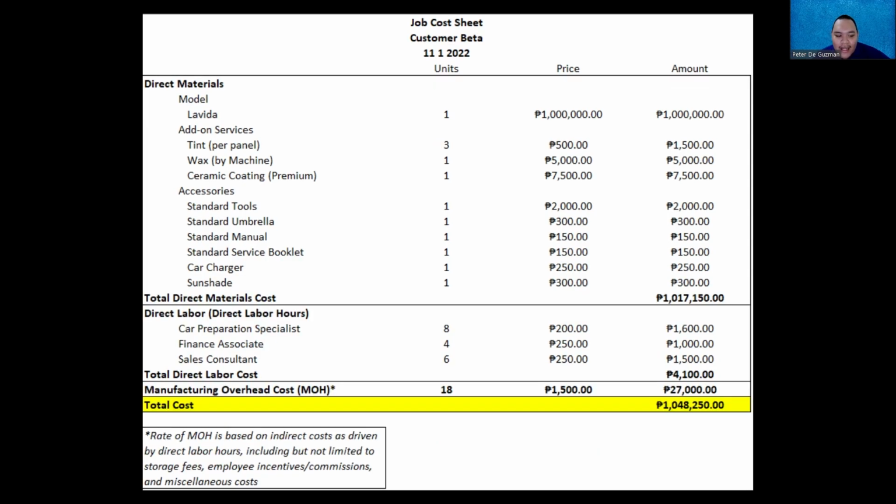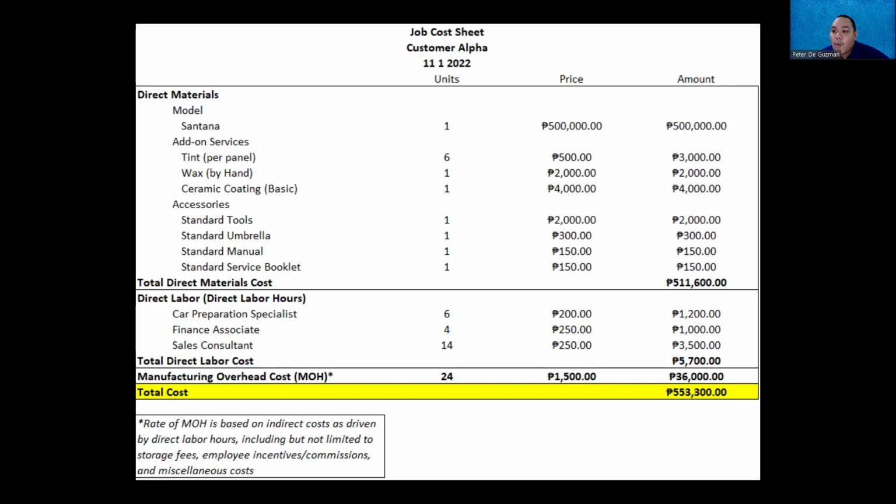This is in contrast to customer beta and customer alpha who required 4 hours, 4 direct labor hours to accomplish the transaction. All right. So now we move on to the sales consultant and the number of direct labor hours.